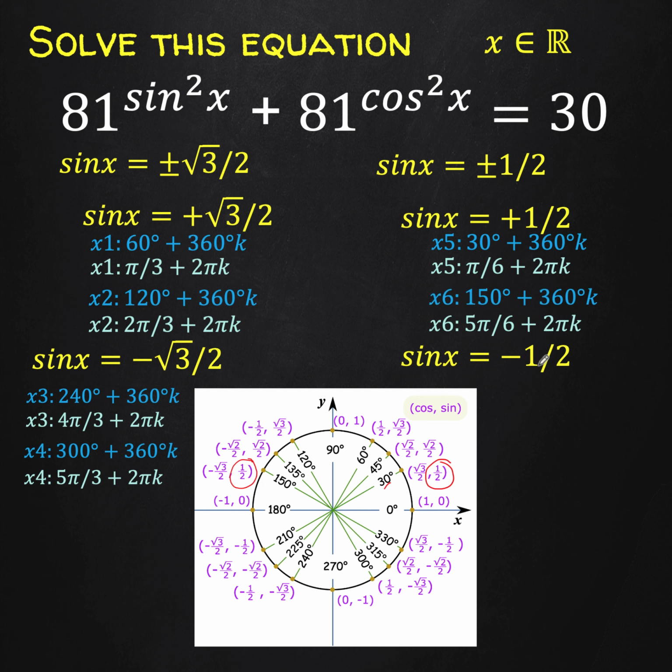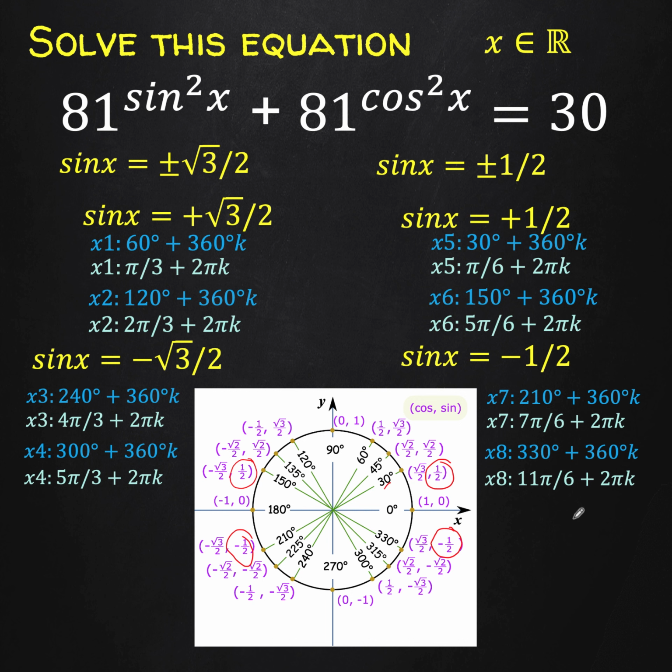Then when sine of x equals negative 1/2, we have negative 1/2 here, and that is at 330 degrees, and another one here at 210 degrees. So we have two more solutions and their corresponding radian measurements. So these are the 8 values of x that will make this equation true.